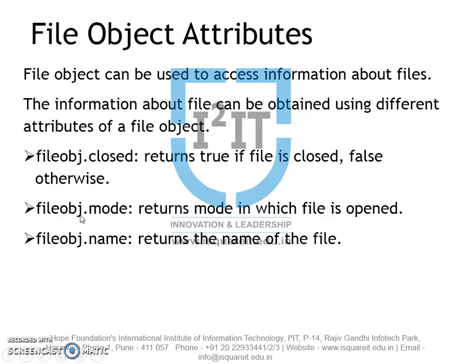Fileobj.mode. This attribute returns the mode in which the file is opened, meaning whether it is opened in read mode, append mode, write mode, or a combination. That is returned by this attribute. Next is fileobj.name. This returns the name of the file. So, what is the name of the file? That will be returned by the attribute fileobj.name.